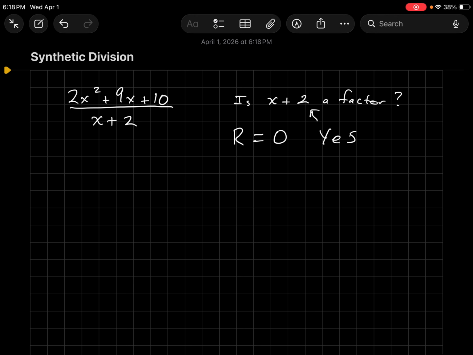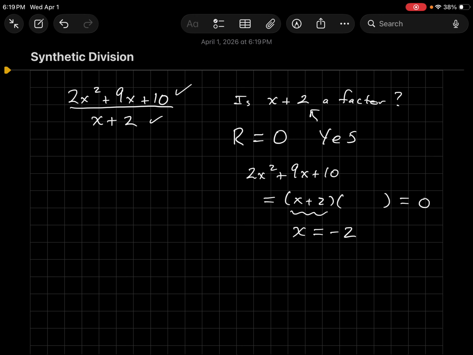Now, is there a way to divide this out, especially if we have a linear term in the denominator, where we don't have to do long division? And the answer is yes. So if x plus 2 is a factor, that means that I could write 2x squared plus 9x plus 10 as x plus 2 times something else, which would give us 0, which means that if x plus 2 equals 0, then x equals negative 2 is a solution, also known as a root or a 0, of my polynomial.